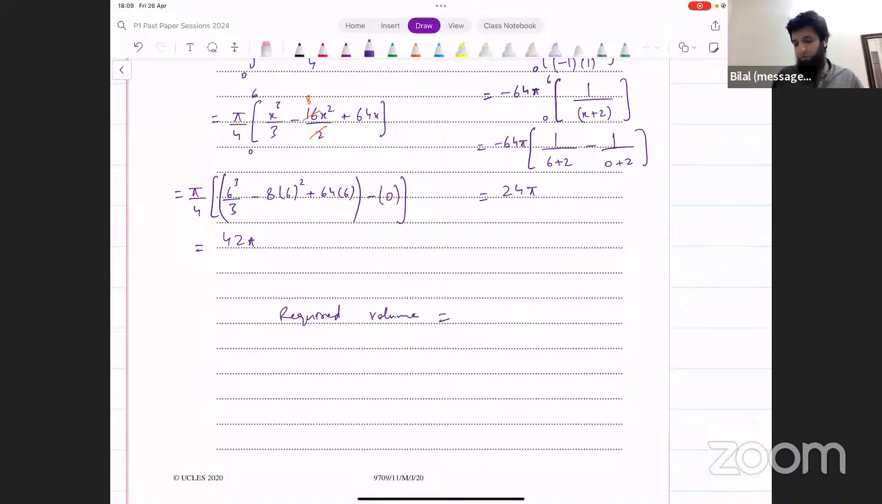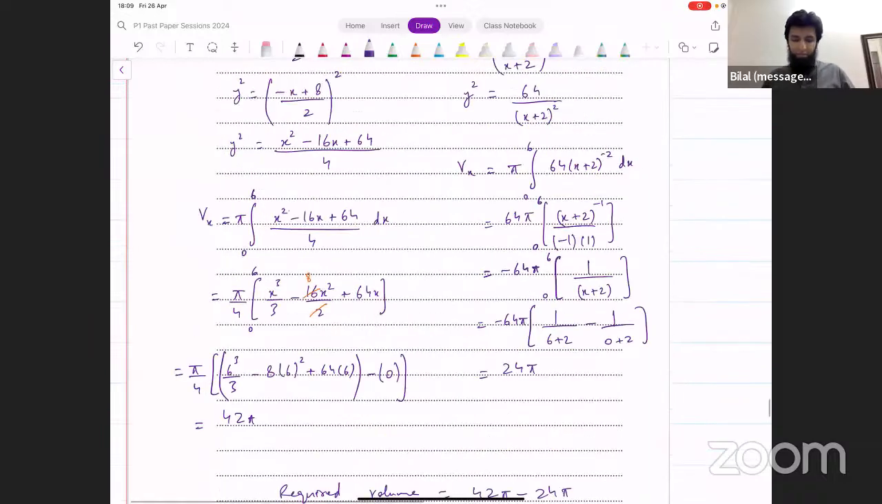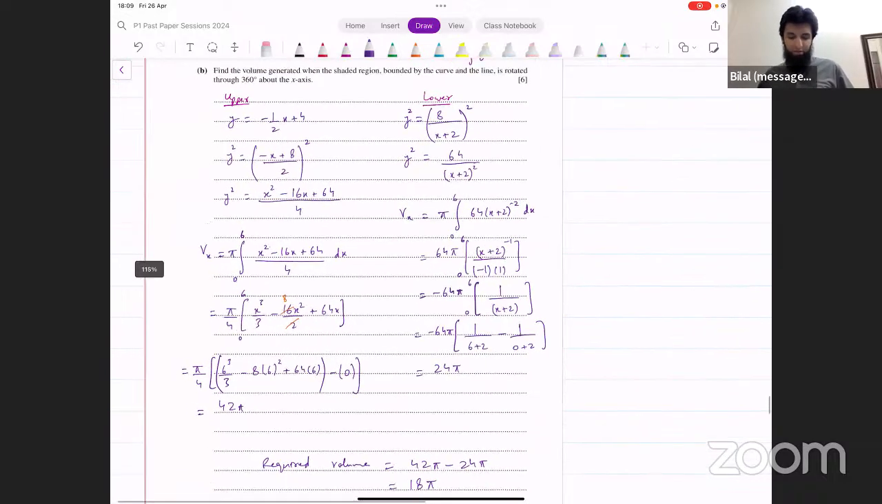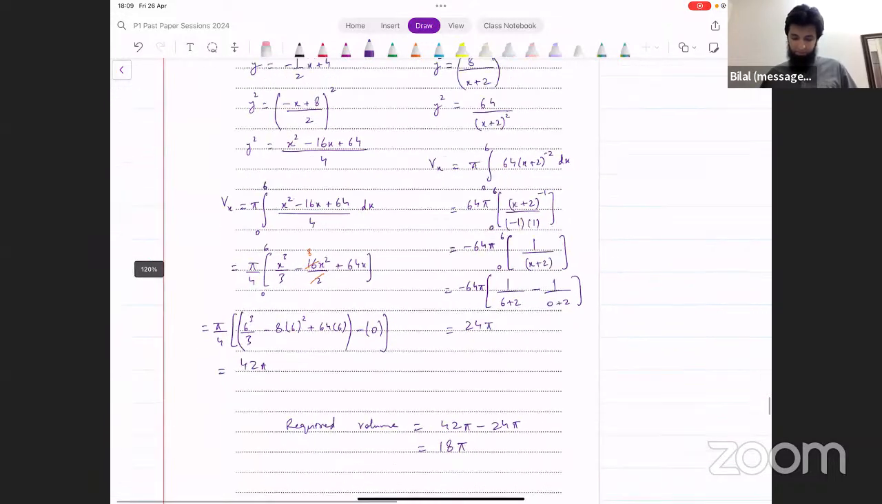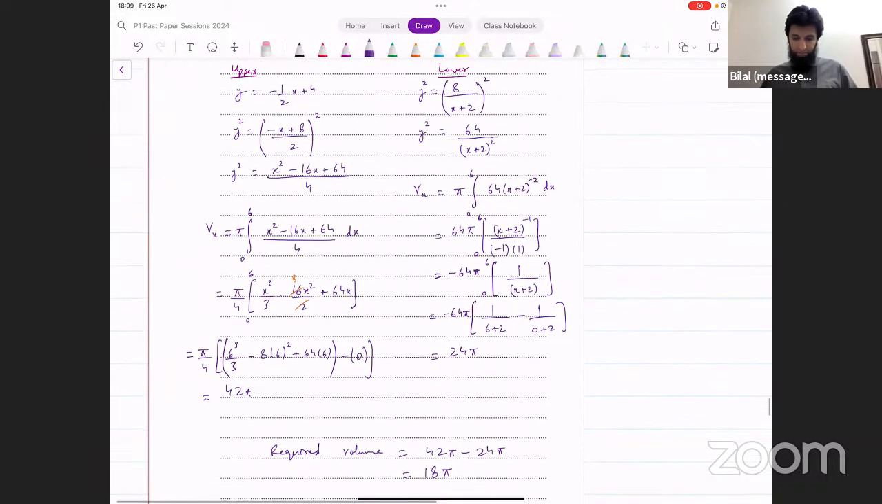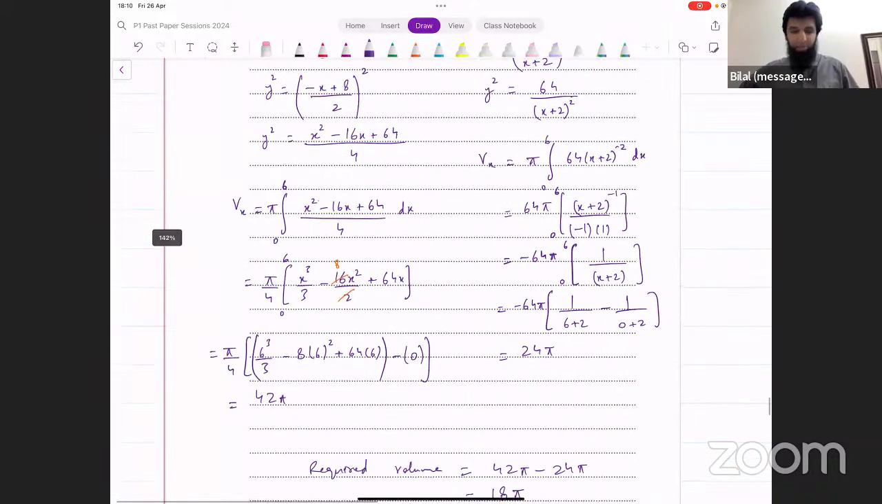The volume is going to be 42 pi minus 24 pi, and that is 18 pi. Okay, so that's what we get. Not that difficult, apart from the fact that you can make careless errors like this, which end up making you lose marks. Okay, any problem with this?